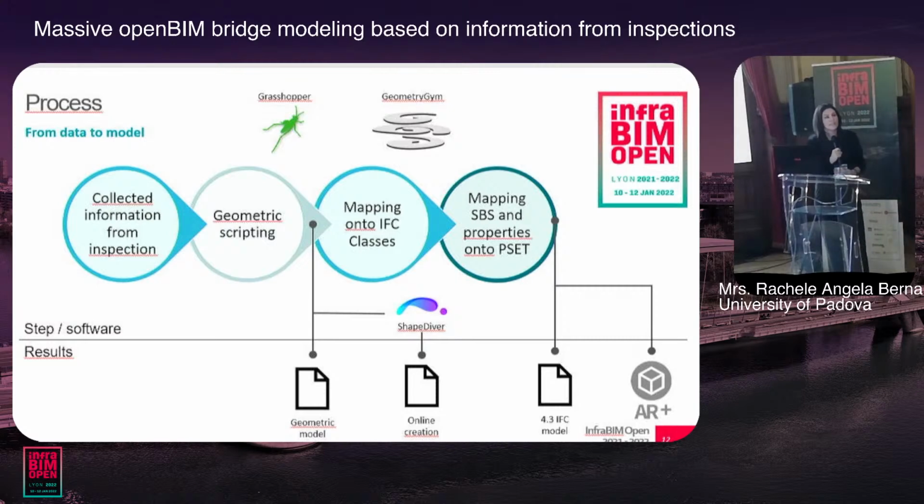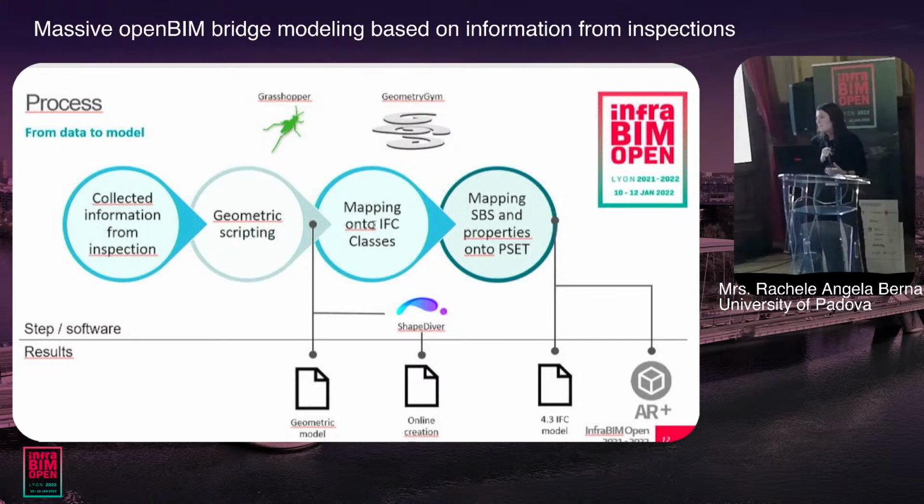So here you can see the process summarized, and the software that we used in the different tools. At first, we have all the collected information from inspection, the information from the 2 levels of the guidelines and all the information collected by this. Then we have the second part, which is the geometry scripting in Grasshopper, and here we have the first output of our method, which is the geometric model.